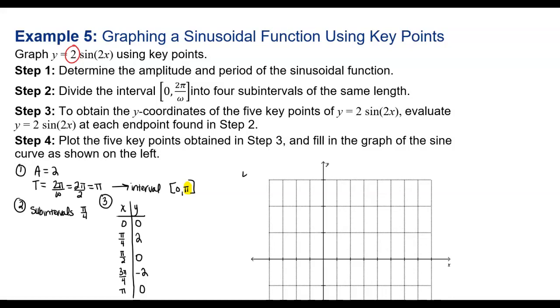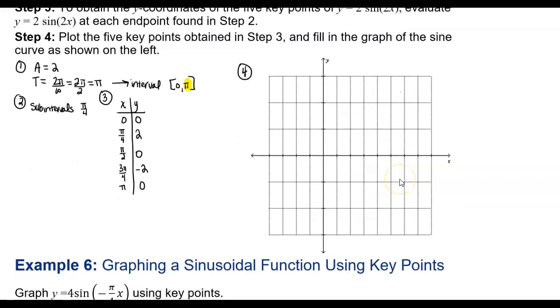Step 4 is to graph. So we have pi over 4, pi over 2, 3 pi over 4, and pi. And I'm only going to be graphing one period of this, and we know that it's going up to 2. So we have 0, 0, pi over 4, 2, pi over 2, 0, 3 pi over 4, -2, and then pi, 0.